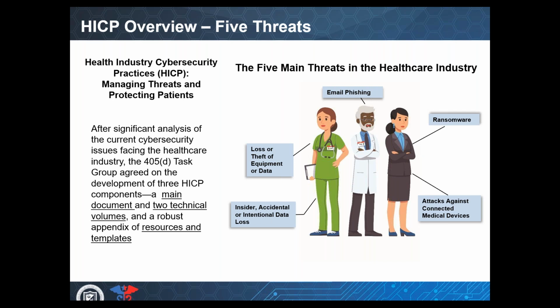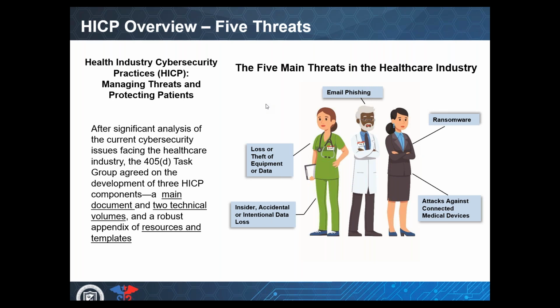to mitigate the most cyber risk. You'll see here that the 5 areas are email phishing, which I think we can all agree is one of, if not the top, risks that healthcare and honestly most other sectors face right now. Email phishing, ransomware, loss or theft of equipment or data, insider threats, which could be accidental or intentional data loss, as well as attacks against connected medical devices. Those are the 5 areas we've identified as the most important to focus on from a threat perspective.